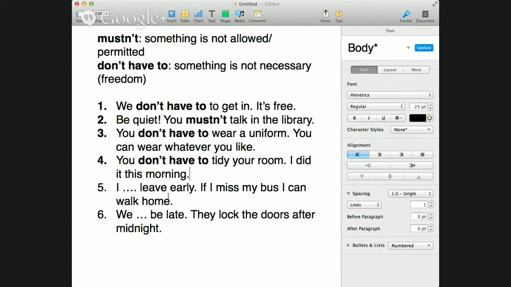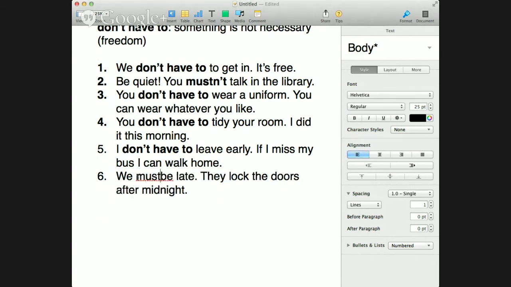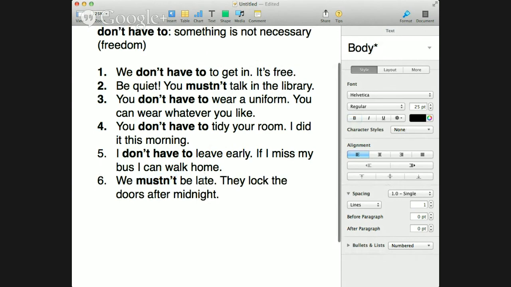I don't have to leave early. If I miss my bus, I can walk home. Excellent. Very good. That's giving you the freedom to walk or get the bus. And last one is for Jose. Okay. We must not be late. They lock the doors after midnight. Well done. Absolutely. Because if you're late, then you won't get in. So it's kind of like a rule.